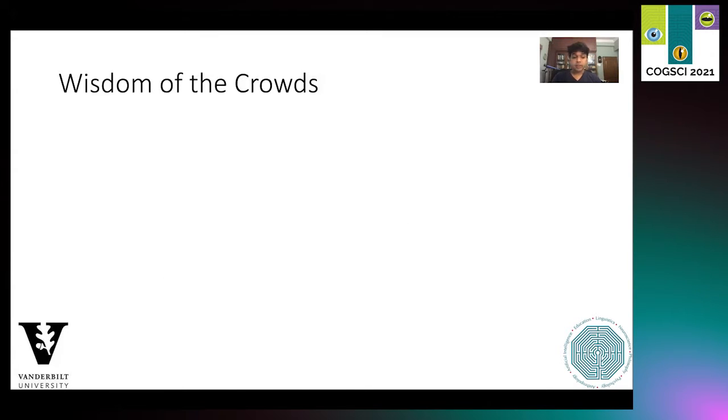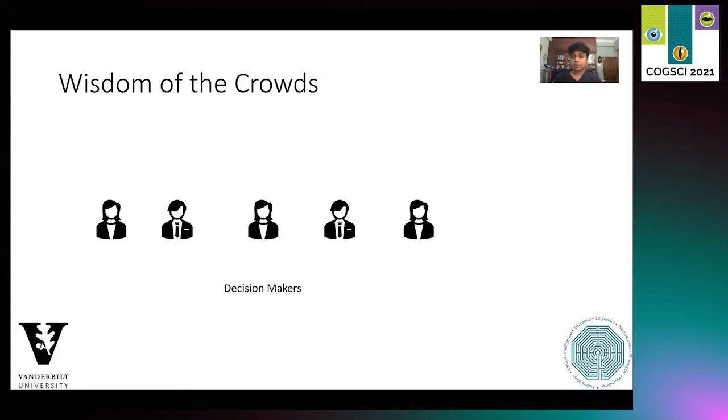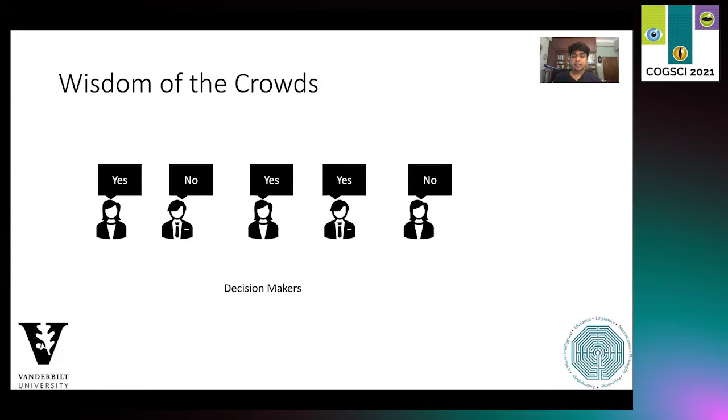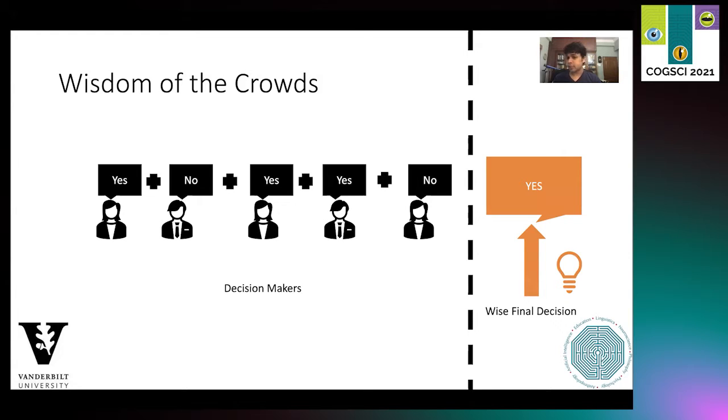So the general way of aggregating decisions is to use wisdom of the crowd. So you've got different decision makers. Each of them gives their decisions. You combine all of them, take the more common decision, and that's your final decision. And this can be shown to improve accuracy.